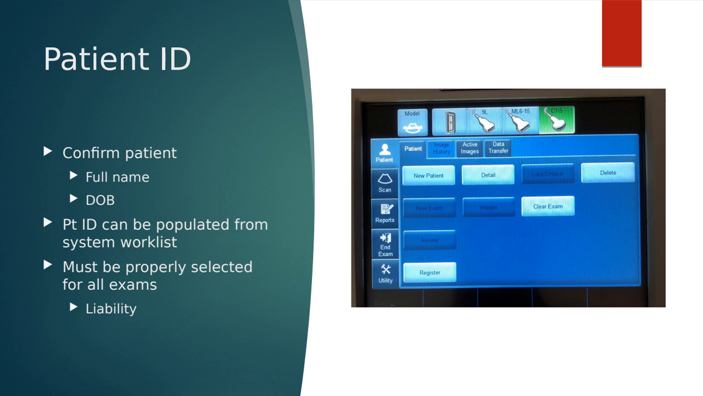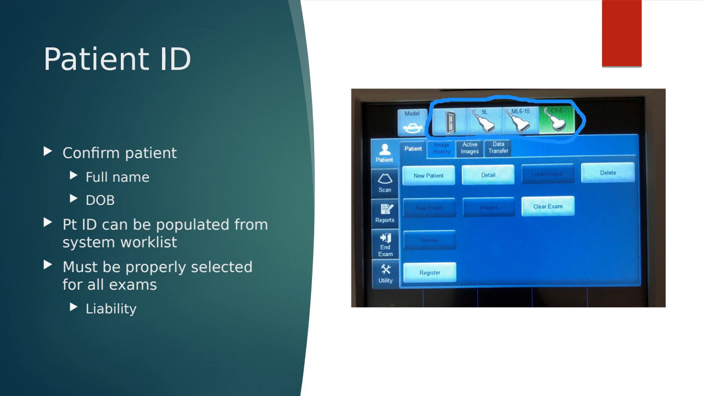This is a major legal liability, so we have to be scanning our patient under their accurate profile in the machine. Up here we can see our ports that have our transducers plugged in. We have 3 transducers plugged in, and then we have an open 4th port. We know that our curved probe is active because it's selected and highlighted green. On the side, we're in our patient tab.